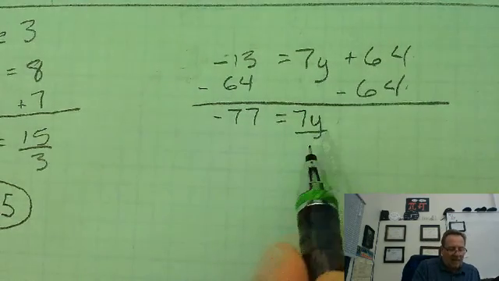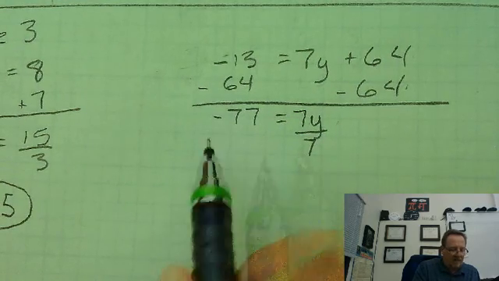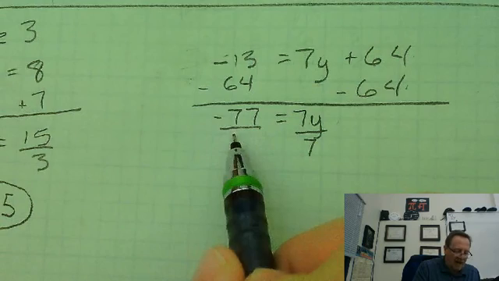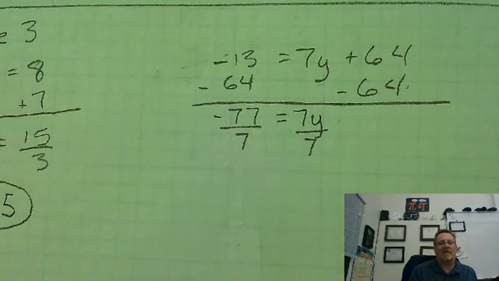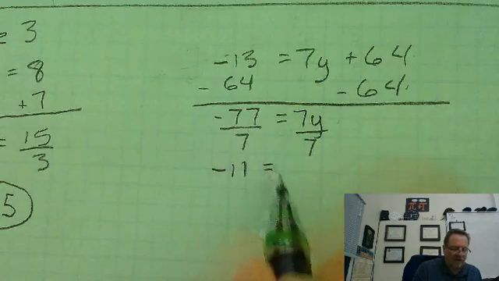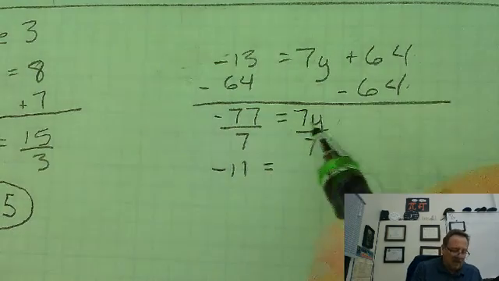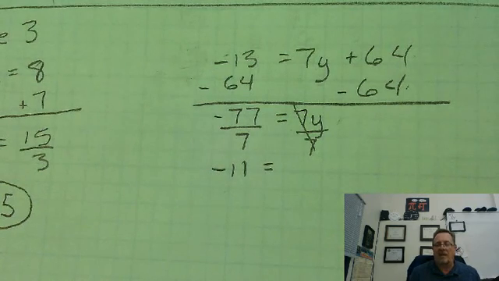We do the opposite. Since it's being multiplied by 7, we're going to divide by 7. The fraction bar means divide by, so that's divide by 7. On the left-hand side, if I had negative 77 and I divided by 7, I would get negative 11. There's still an equal sign. The 7s are going to cancel each other. When you have one on top and one on the bottom, you can cancel them out when you're dividing, right?